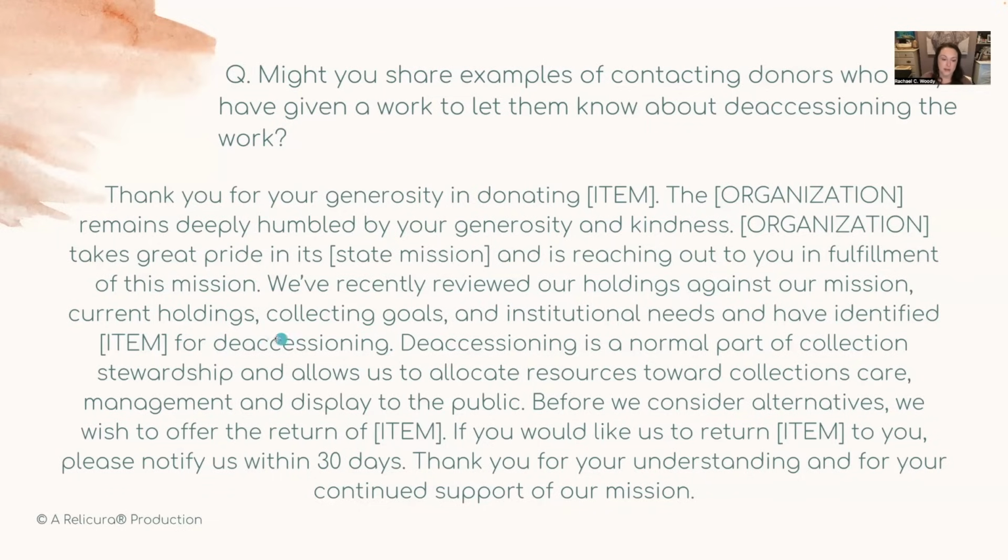We've identified the item for deaccessioning. Underscore deaccessioning as a normal part of collection stewardship, and it allows us, again, emphasis, for us to do our jobs and allocate resources. For this particular note, I put, before we consider alternatives, we wish to return or offer to return the item to you. I've stipulated in this case, please notify us in 30 days if that's what you want.